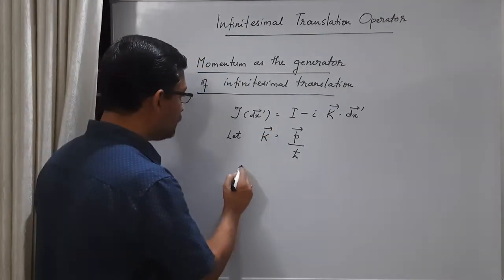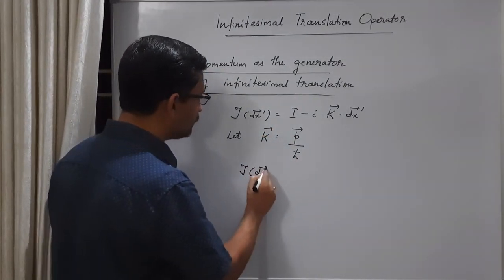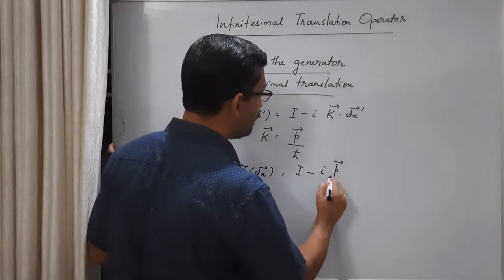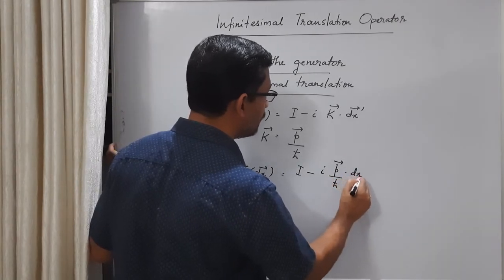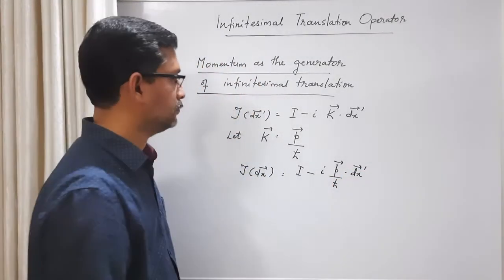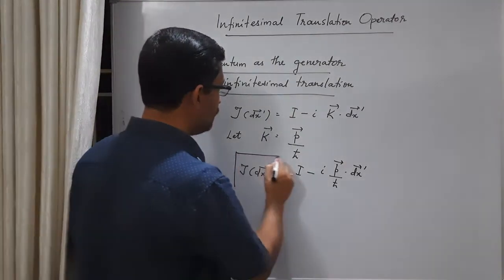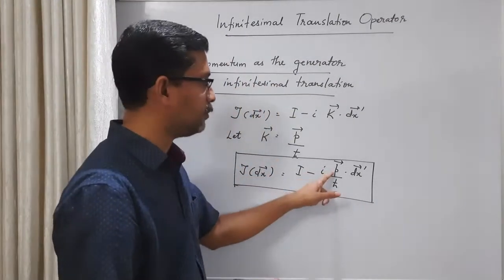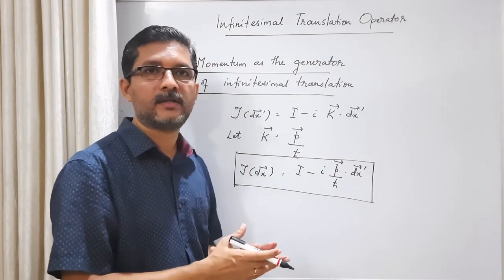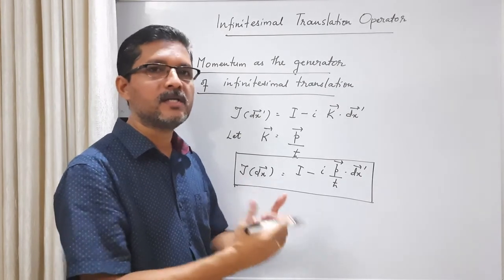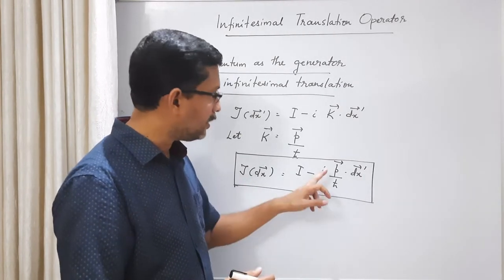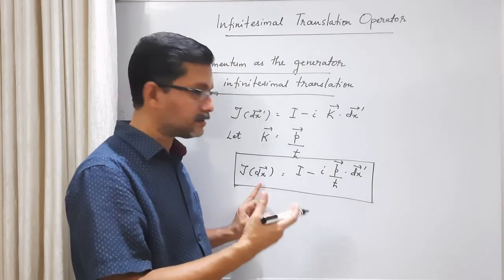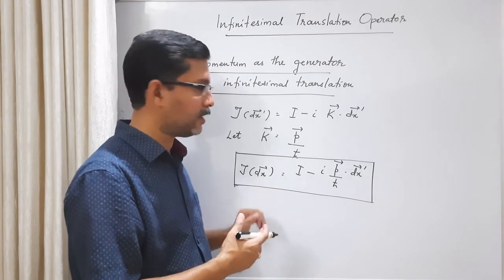Then the infinitesimal displacement operator can be expressed as identity minus i times p by h cross dot dx prime. So this is the definition of the infinitesimal translation operator in terms of the momentum operator. Here we have adapted the idea in classical mechanics that momentum is the generator of infinitesimal translation. Here the momentum operator is the generator of infinitesimal translation. It acts as the generator of the infinitesimal translation operator.